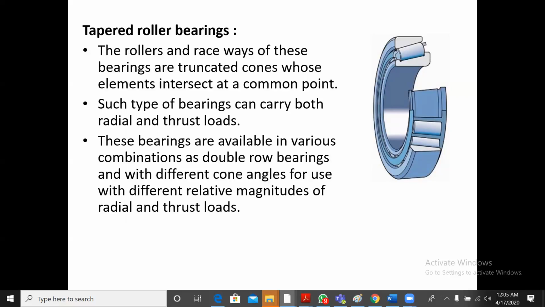Okay, this is the overall classification of rolling contact bearings and the introduction of rolling contact bearings. So we will meet in the next lecture in which we will discuss how to designate the rolling contact bearings.